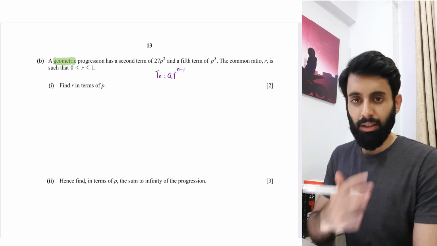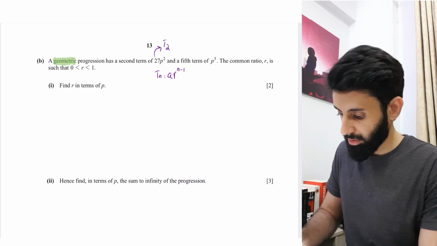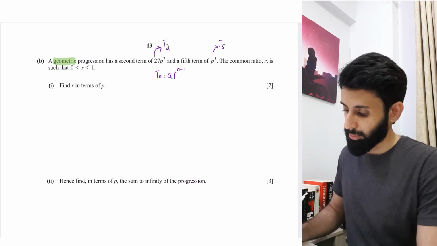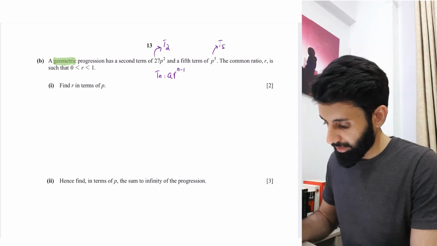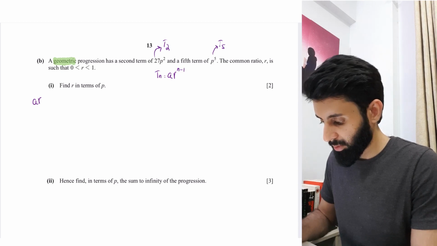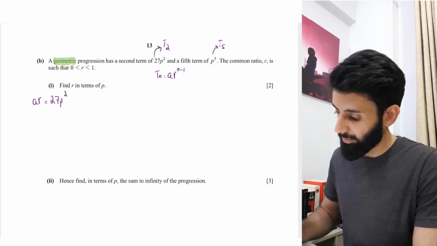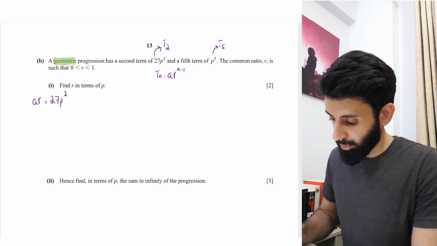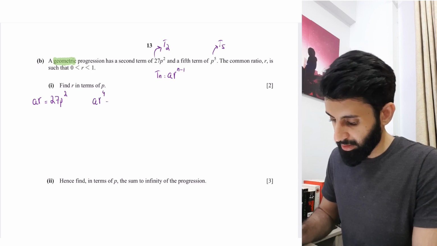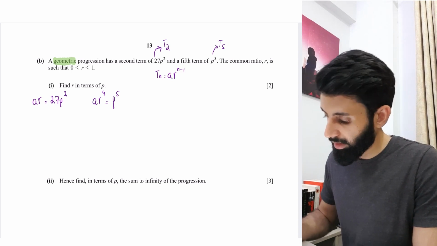Okay, so you're given the second term. Now second term means that n is going to be equal to 2. So this that you're looking at, 27p squared, is what t2 is equal to. And the fifth term is p to the power 5, so that's what t5 is equal to. Now, if the second term is 27p squared, that means a r raised to the power 2 minus 1, so we'll just write it as 1, is equal to 27p squared. And then another equation would be the fifth term, so that means a r raised to the power 5 minus 1, so that's 4, is equal to p to the power 5. Now let's see what you're supposed to do. You're supposed to find r in terms of p.